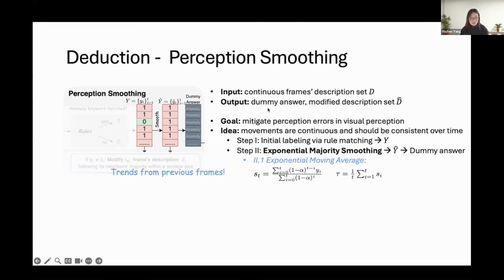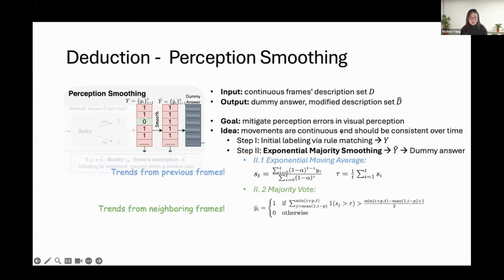And the second step is exponential majority smoothing. So we perform an EM. The first step of the exponential majority smoothing is the exponential moving average, and we do this step on each original frame in the video clip. This means we calculate the EMA value to consider the trends from the previous frame and smooth out fluctuations in the prediction values. And here, alpha is a parameter that influences how much weight we give to the recent data points in the EMA calculation.